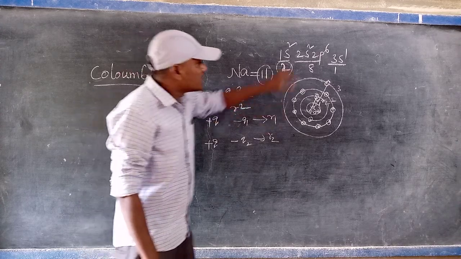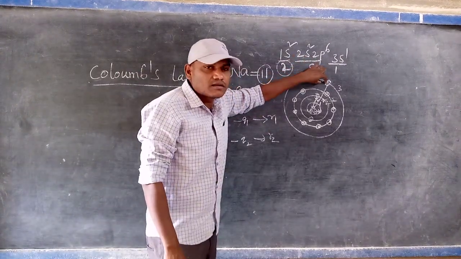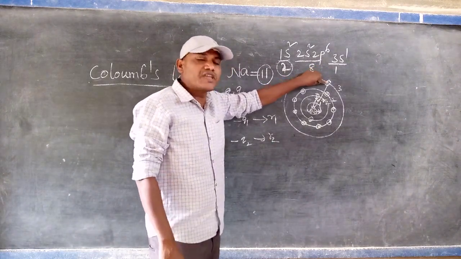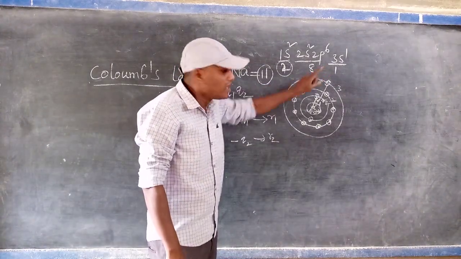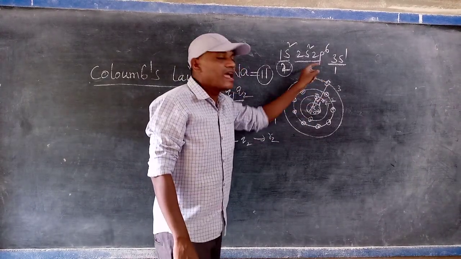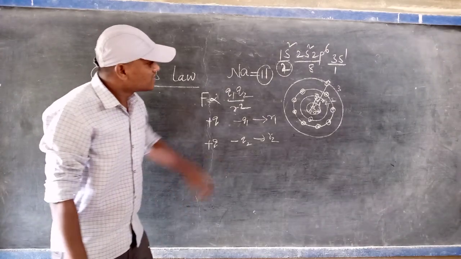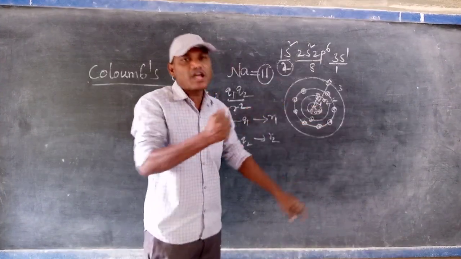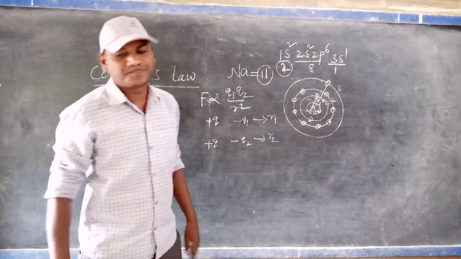Due to that, this outermost electron is called a valency electron or free electron, because this electron is not strongly attracted by the nucleus. That's why we can easily remove it from the atom. But the electrons present in the first orbit, what will happen? They are strongly attracted. That's why we cannot remove them. It is not possible.